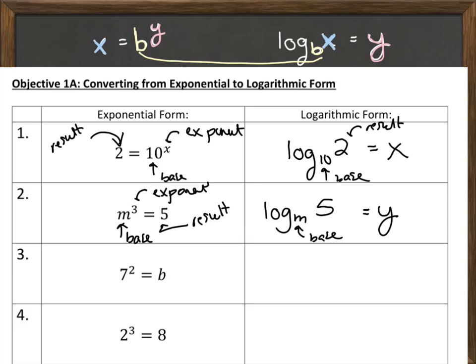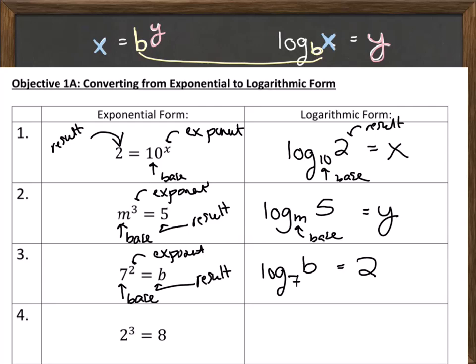All right, let's do another example. We have 7 squared is equal to b. As you can see, our base is 7, so we have log base 7. We have our exponent. Our exponent is 2. Remember, the exponent goes on the other side of the equal sign. And then we have b. It's kind of an unfortunate choice of variable, because b usually stands for base. Oopsies. Probably shouldn't have done that. Oh well, in this case, b is just our result. So we have log base 7 of b equals 2.